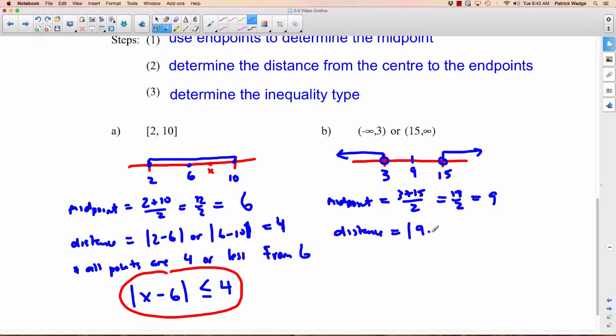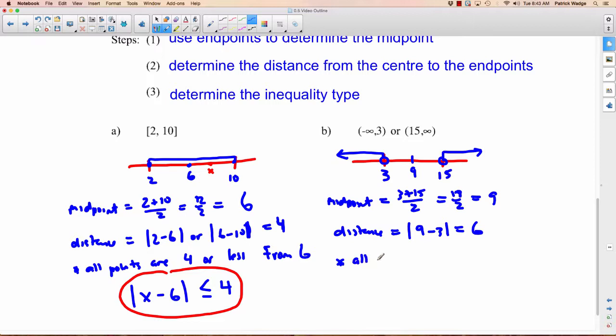I'll do the absolute value of 9 minus 3. You get the absolute value of 6, which is just 6. And that's true, right? The distance from 3 to 9 is 6. The distance from 9 to 15 is 6. Now, what's true about all the points we're interested in? Are they all less than a distance of 6 from 9, or more than a distance of 6 from 9? They're all more than 6. 6 only gets you to 15. We're interested in the points further away from that. 6 only gets you to 3. We're interested in all the points further than that.